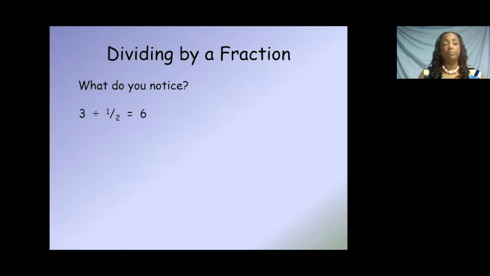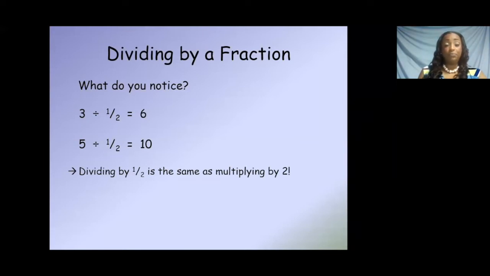What do you notice here? I'm going to give you 1 minute to look at it and tell me if you see a trend. Okay, dividing by 1 half is the same as multiplying by 2. Good job. So 12 divided by 1 half equals 24, and 55 divided by 1 half equals, yes, 110.